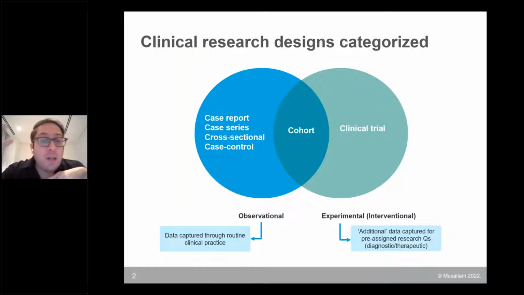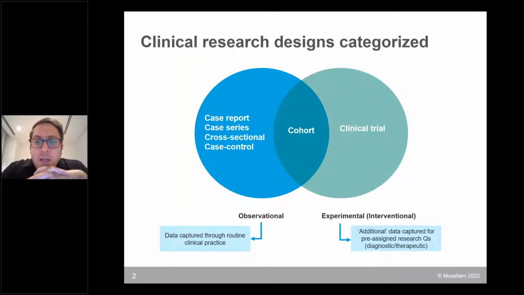However, in the experimental or interventional studies, you are introducing something new to the clinical course of the patient specifically for research purposes, and that could be something diagnostic or something therapeutic. That's why you also hear those two terms when we talk about experimental studies. These are mainly things that you introduce for the sake of research to answer a research question.